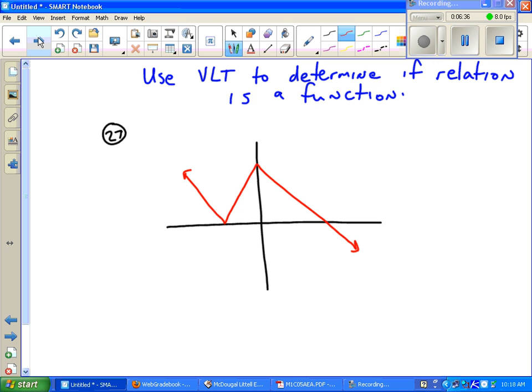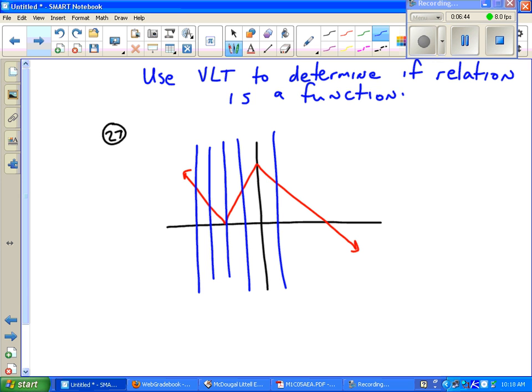27, use the vertical line test to determine if it is a function. Vertical line test. Remember, you don't have to draw these in, but mentally you need to think this way. Draw yourself a bunch of vertical lines. If you need to draw them, by all means do it. I always did when I was in school. But if your graph crosses through any of those vertical lines more than once, in this case it doesn't, it would not be a function. But since it does not cross more than once, this one is a function, yes.